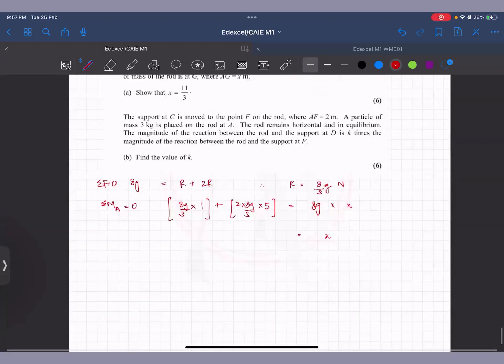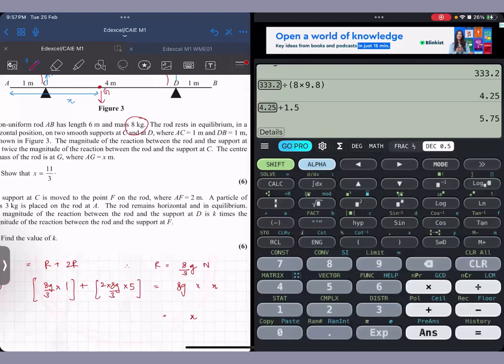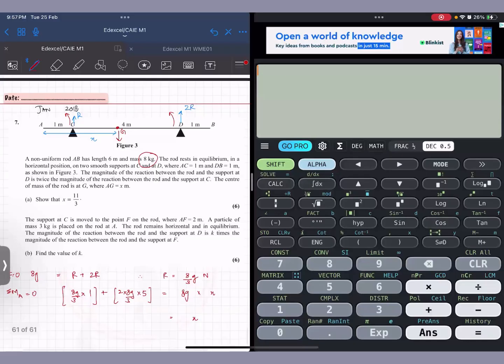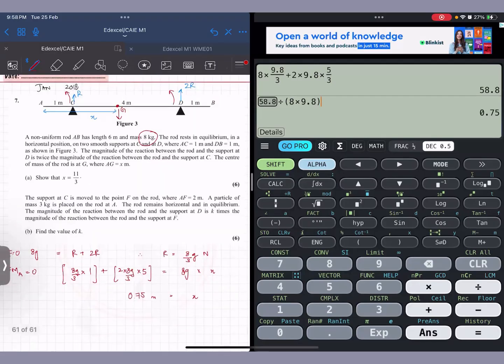Do you get it? Yeah, it's fine till here. So 8 times 9.8 divided by 3 plus 2 times 9.8 times 5 divided by 3. This answer divided by 8 times 9.8. So 0.75 meters. So it's over here, this point. How is it possible? 0.75, it's so small.